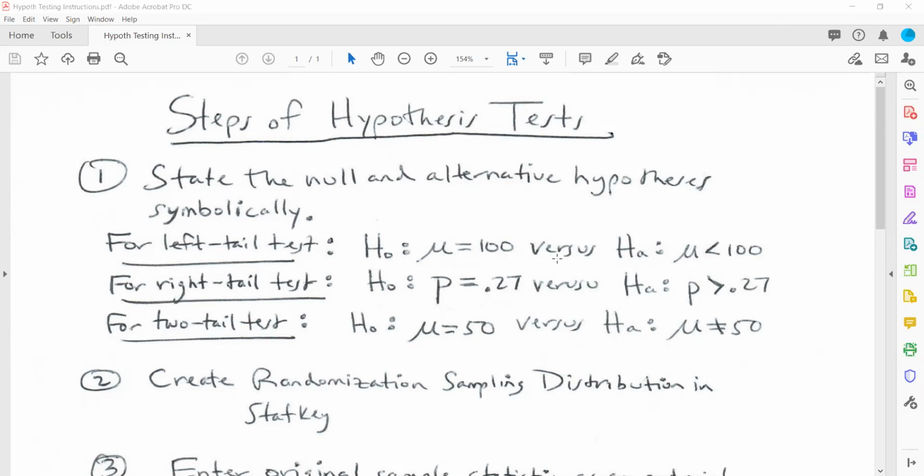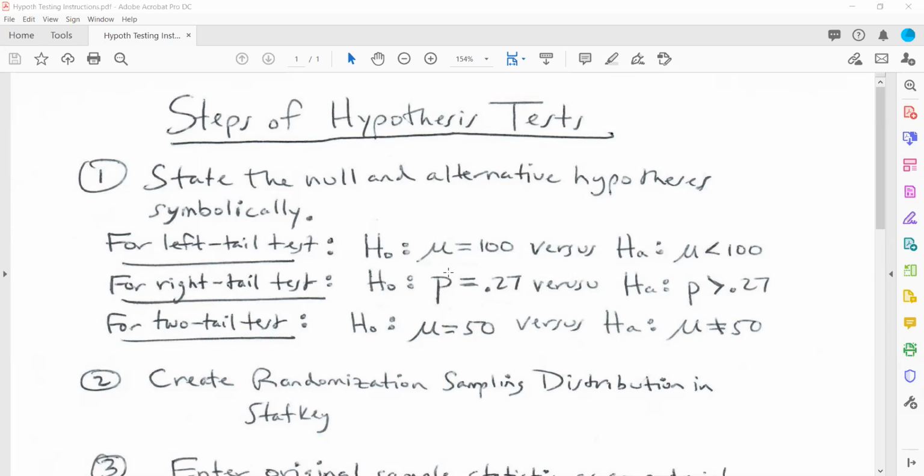And then the alternative hypothesis, if it's what's called a left tail test, would be that mu is less than 100. So less than refers to a left tail test. And of course, we use HA for the competing or alternative hypothesis. Notice the numbers match, 100, 100. All right, they always have to match.